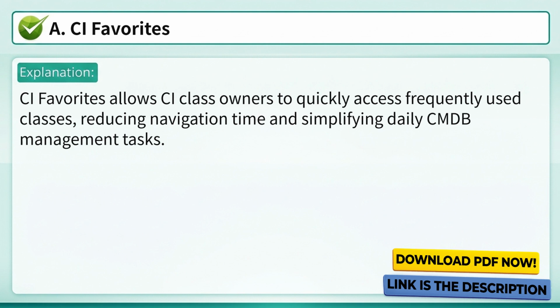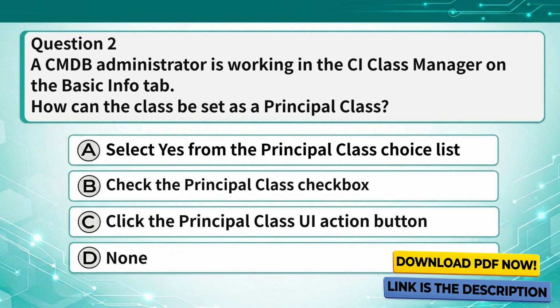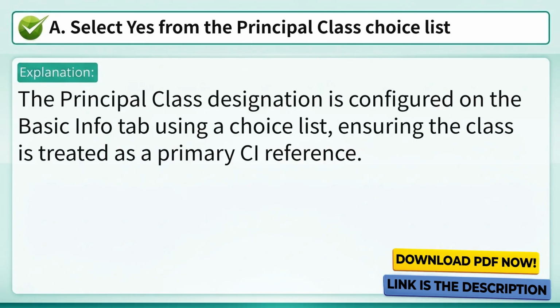Question 2. A CMDB administrator is working in the CI Class Manager on the Basic Info tab. How can the class be set as a principal class? A. Select Yes from the Principal Class choice list. B. Check the Principal Class checkbox. C. Click the Principal Class UI action button. D. None. Correct answer, A. Select Yes from the Principal Class choice list. Explanation. The Principal Class designation is configured on the Basic Info tab using a choice list, ensuring the class is treated as a primary CI reference.